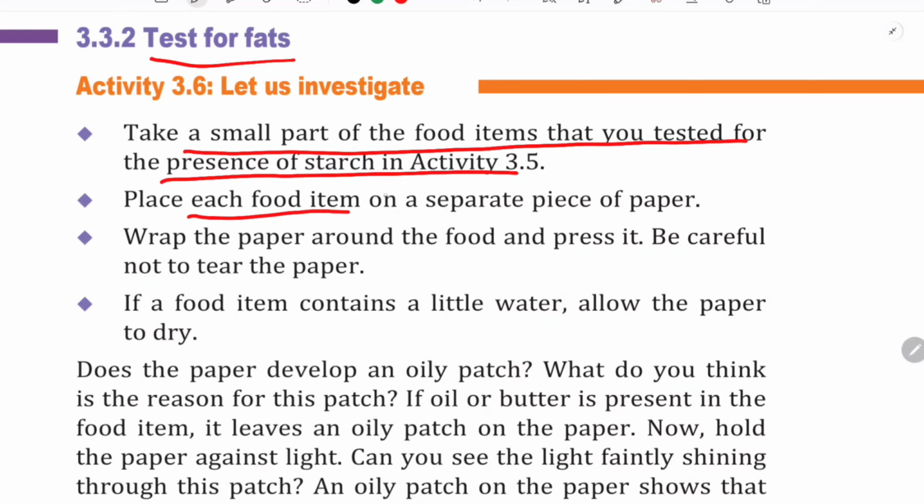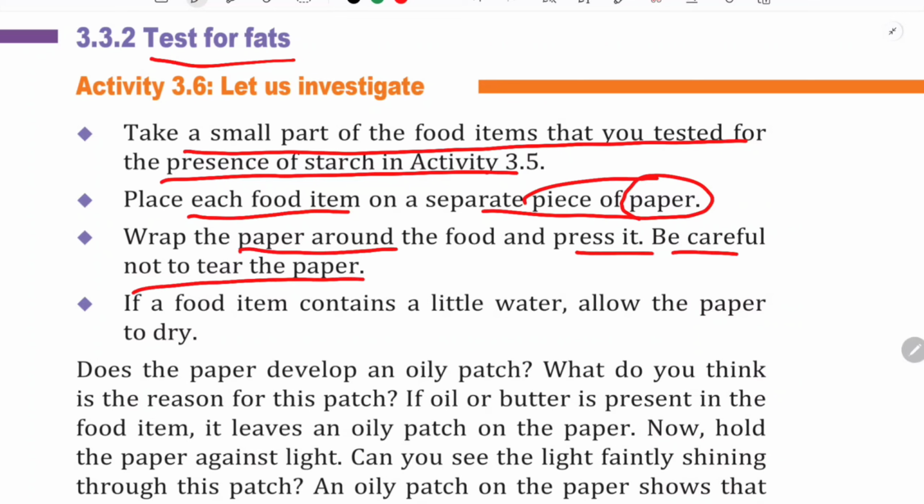Okay, place each food item on a separate piece of paper. So now you have to put all the foods in a piece of paper. Wrap the paper around the food and press it. Be careful not to tear the paper. So you have to wrap all the food items in that paper. You keep the food items in the paper, wrap it and try to press it slowly. Okay, but you should be careful.